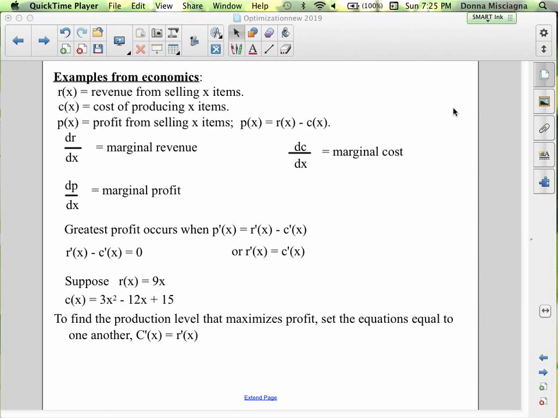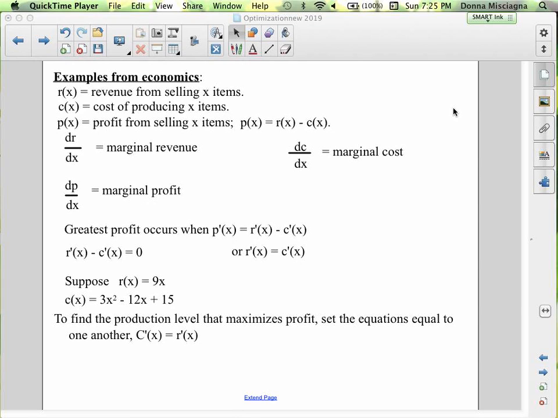If we take the derivative of revenue, that's called marginal revenue. If we take the derivative of cost, that's called marginal cost. If we take the derivative of profit, that's called marginal profit. And your greatest profit occurs when the marginal revenue equals the marginal cost. So if we set marginal revenue minus marginal cost equal to 0 and solve, and add marginal cost to both sides, we get marginal revenue equals marginal cost.